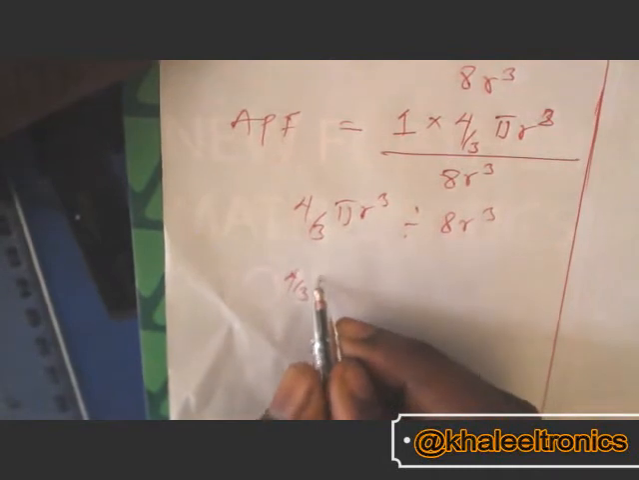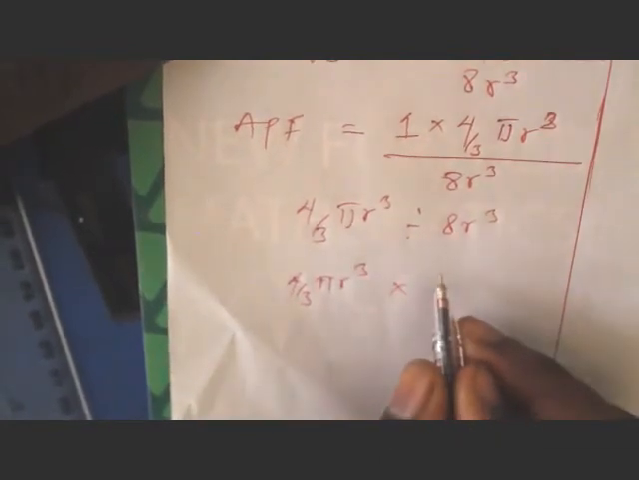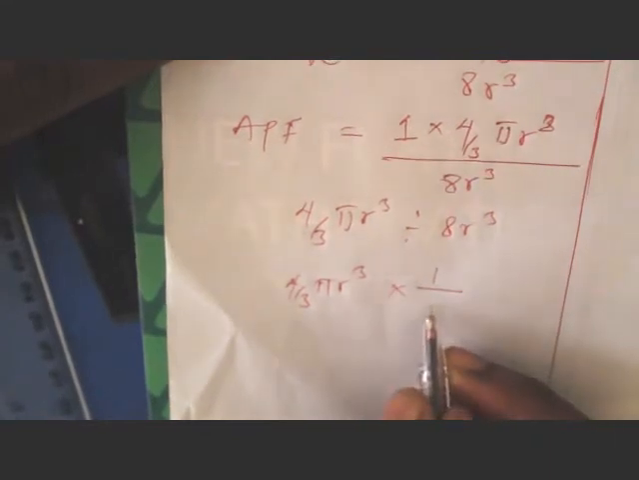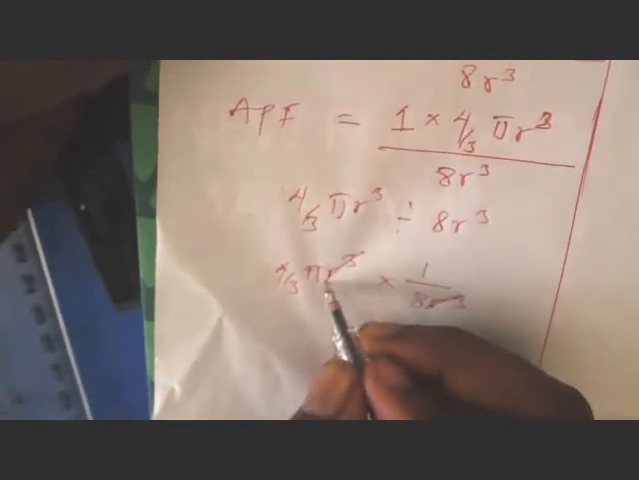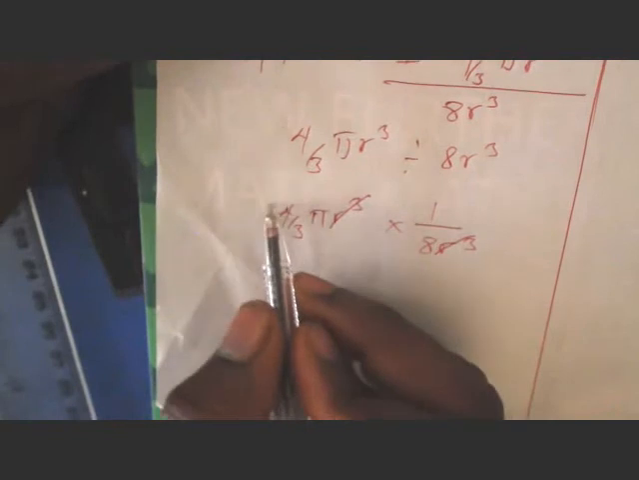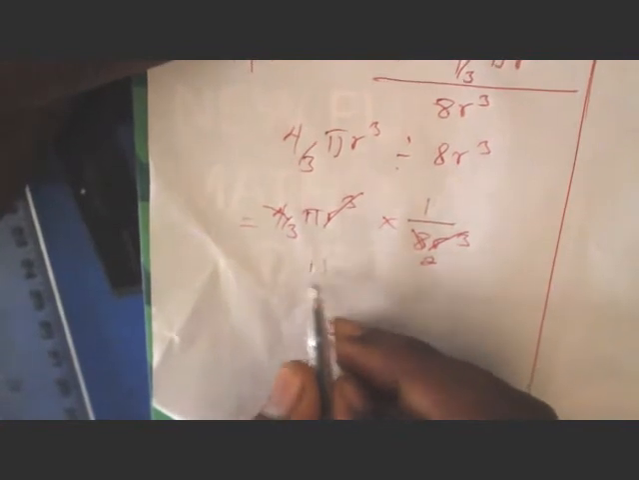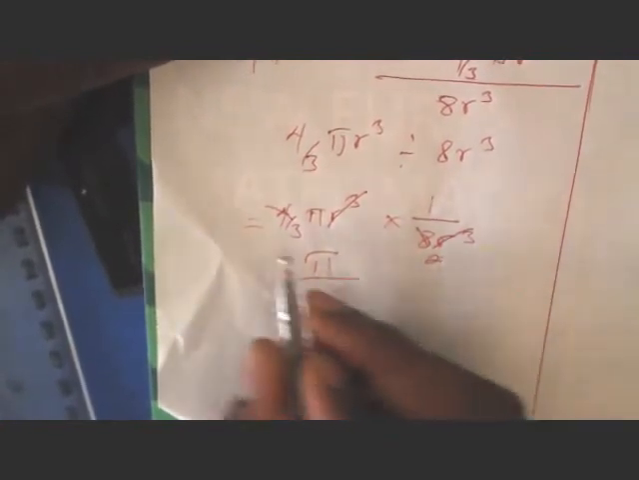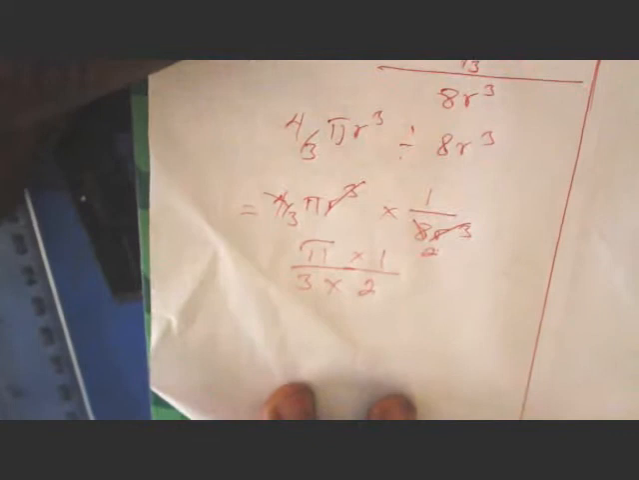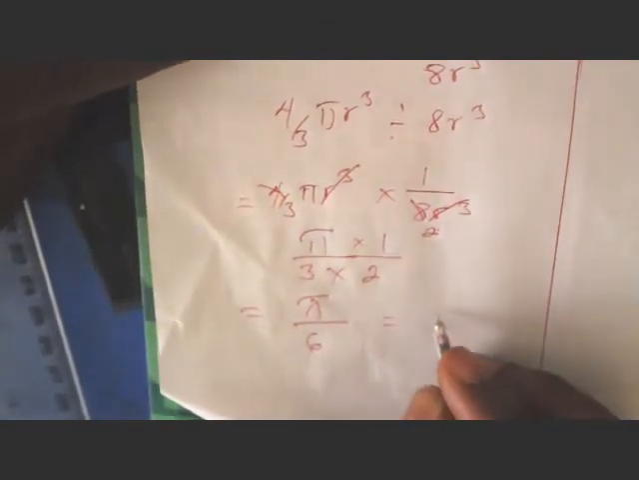We can say that 4/3 pi r cubed times 1/(8r cubed). r cubed cancels with r cubed, as we know, and 4 into 4 here is 1, 4 into 8 here is 2, and it will be pi over 3 times 2, and from here we can say that it is pi over 6. So from here, our value of pi is 3.142 over 6.